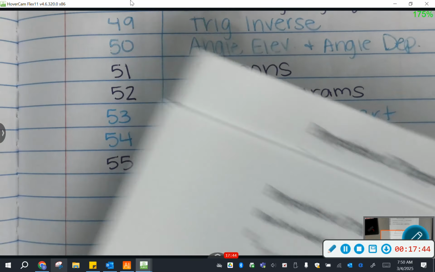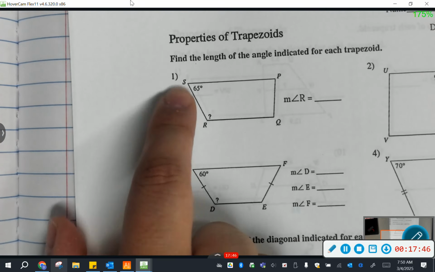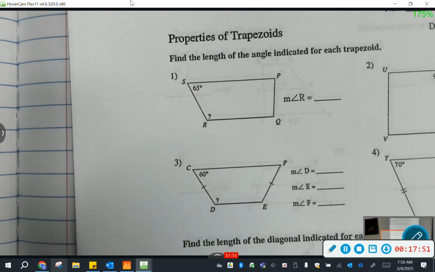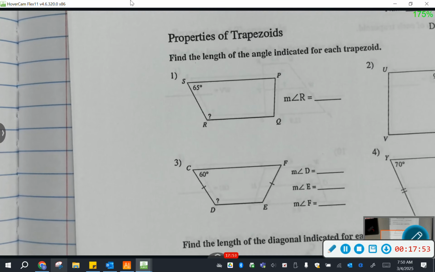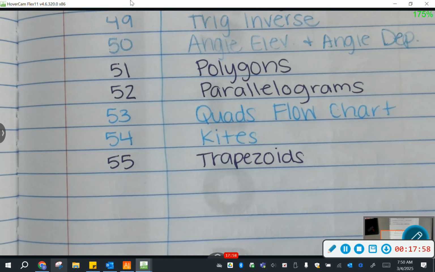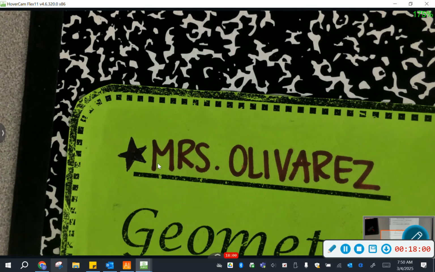All right, don't forget right here, what are you going to do for number 1? What do you know about S and R? And that's what you're going to do. Just like half of the front, you're just subtracting from 180. All right, so do that and then turn in. You'll have about 15 minutes.